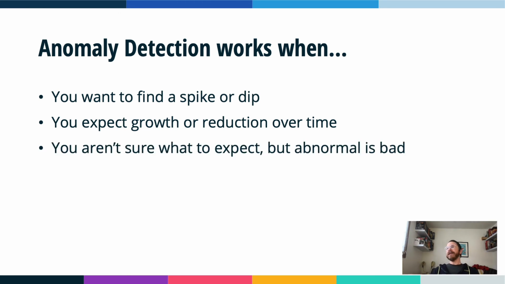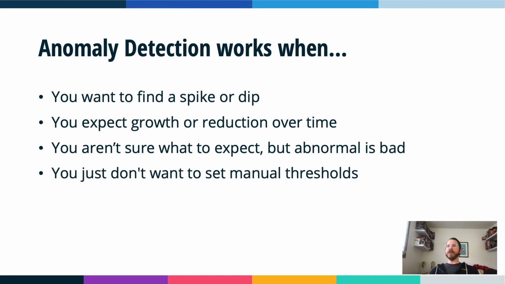You don't know what bad looks like. You know that abnormal is bad, that steady state is okay, or small growth is okay, but if you can't expect it, you can't set that trigger point. So anomaly detection is a great solution for that.